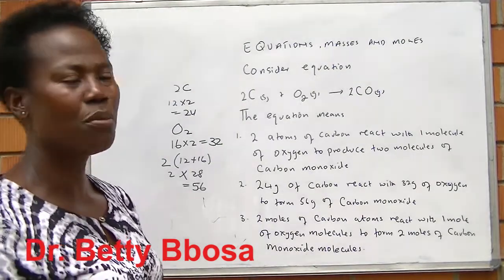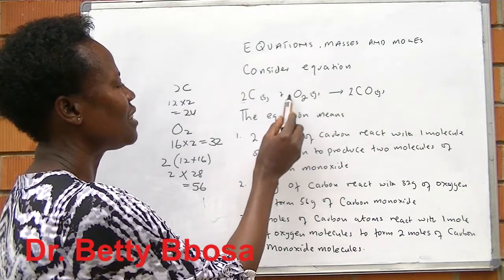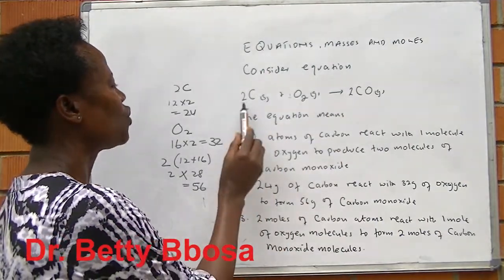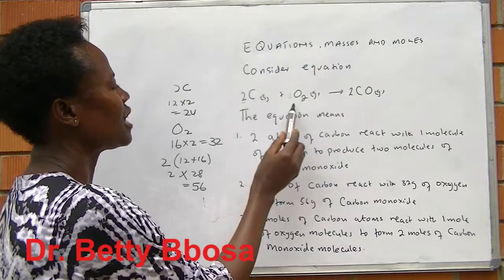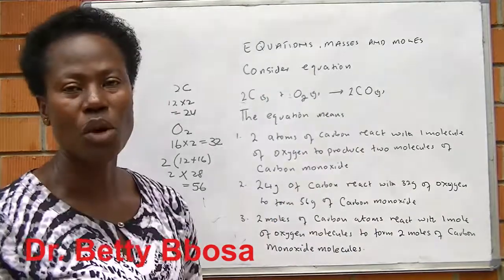So in terms of moles, we use the value that is in front. If there is nothing, it means there is 1. So this means that 2 moles of carbon react with 1 mole of oxygen molecule to produce 2 moles of carbon monoxide molecules.